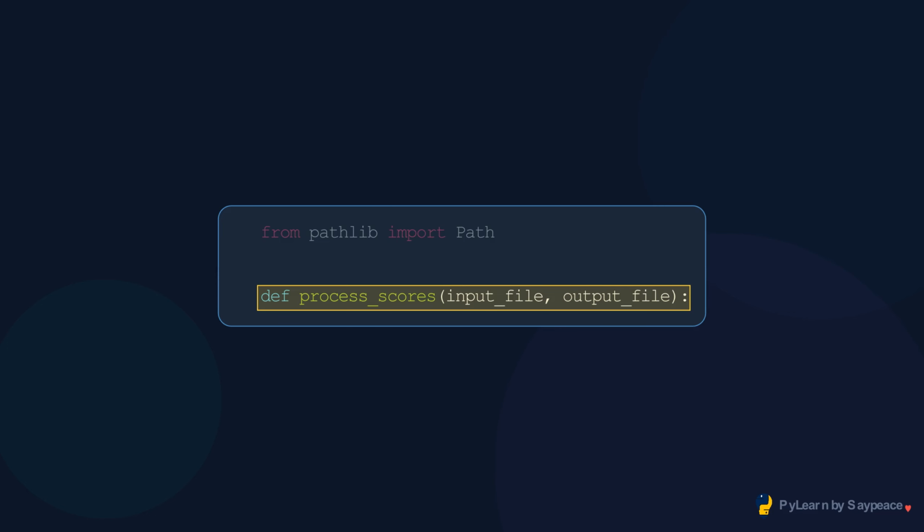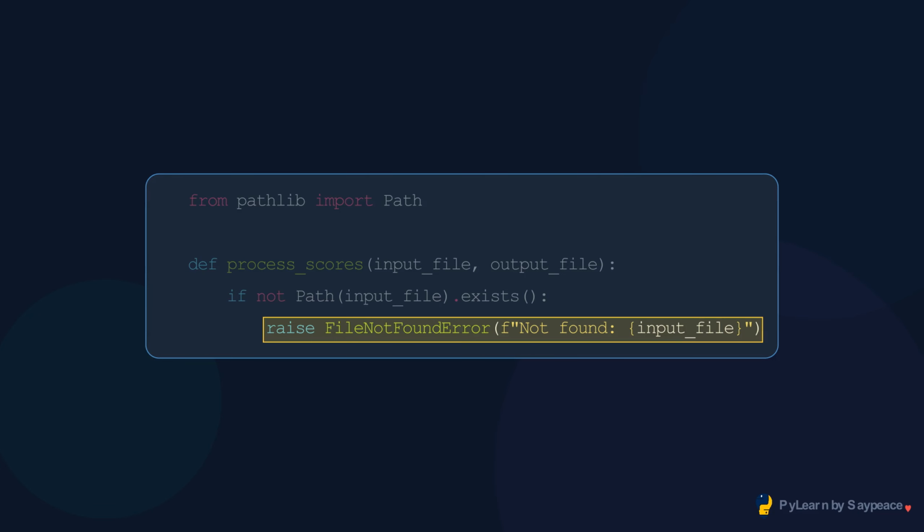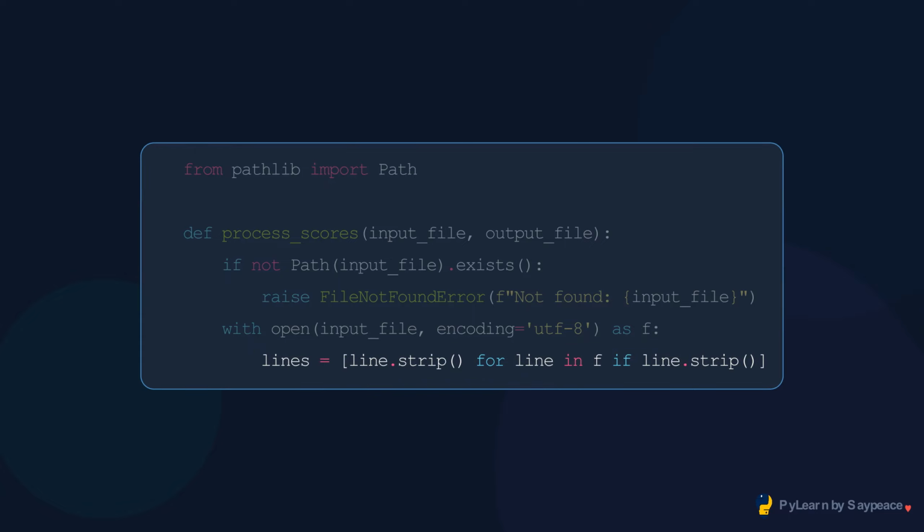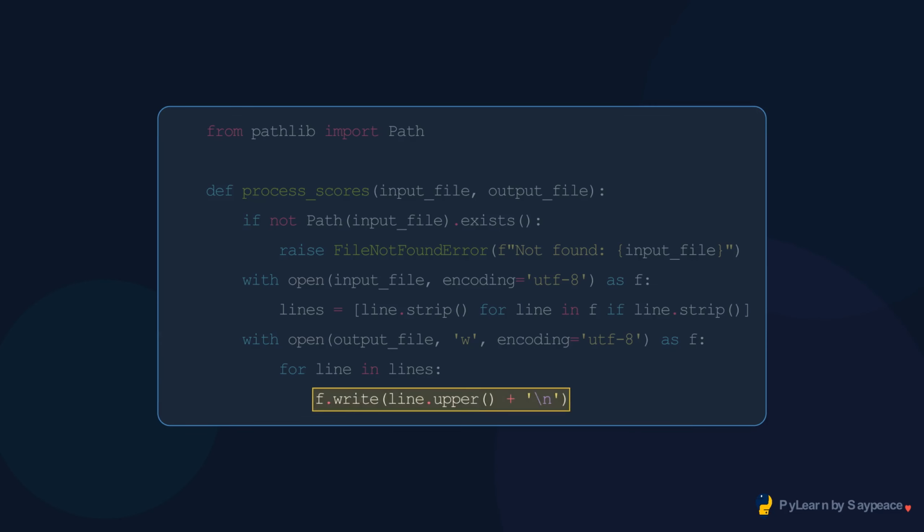A function that takes input and output file paths. Check the input exists before trying to read. Raise a clear error if not, do not let Python's generic message confuse the user. Read all lines, strip white space, skip blank lines, one list comprehension. Write the processed output. Each line uppercased, a placeholder for whatever real processing your task needs.